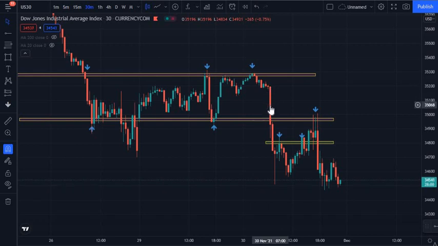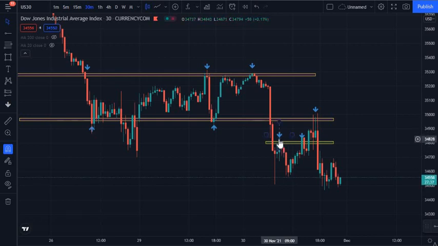Price just pushed down to the downside, and what we were waiting for is the break of the zone, right? So you're waiting for the break of the zone, which price did. It broke the zone and it continued its bullish momentum, right? So what I was waiting for was a retest. As you can see, price pushed down, it retested the zone, and it wasn't a proper retest.